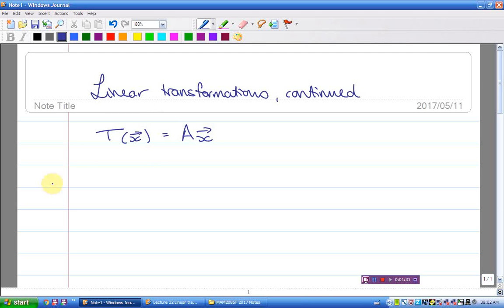It's probably easiest to demonstrate with an example rather than a whole lot of wordy writing. I'll do exercise 58. It says, given the transformations in function form, find the matrix which represents them. Okay, so number A, it says x plus 2y, x minus 4y.